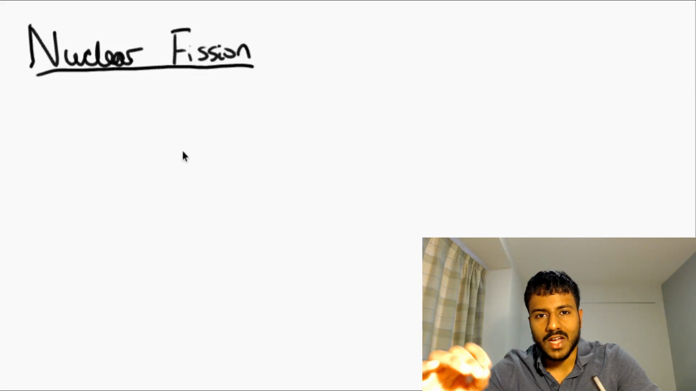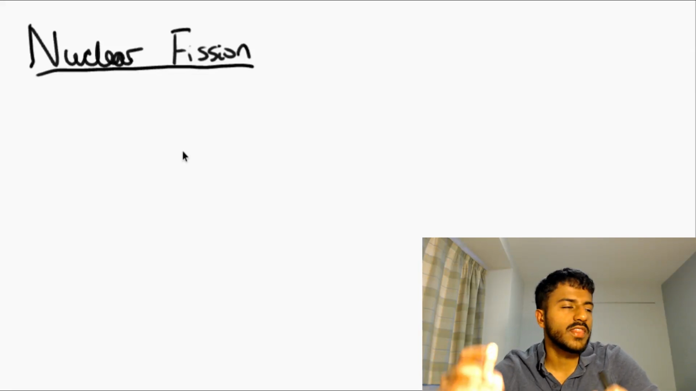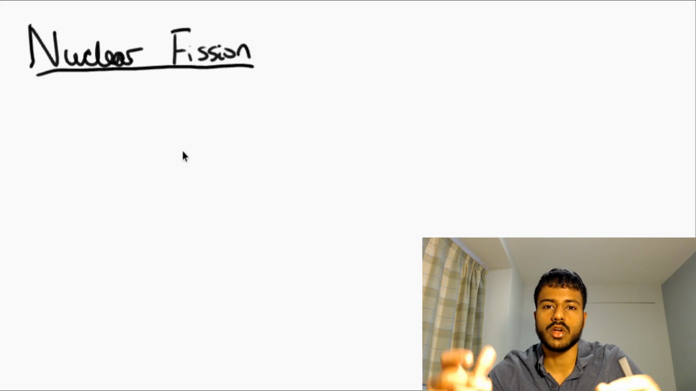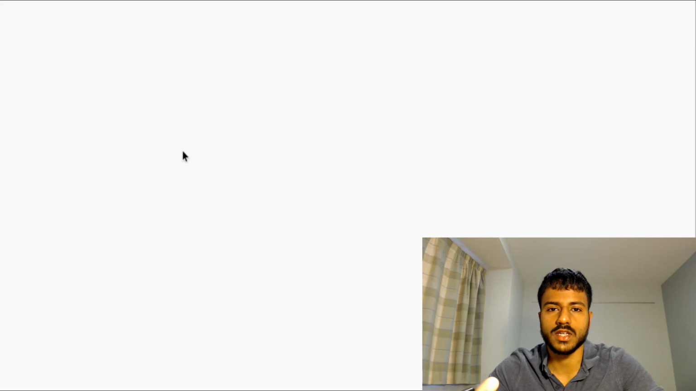So last time we looked at nuclear fusion and today we're going to be looking at fission. And this is the process that goes on in our nuclear reactors. The best place to start is probably what exactly goes on in our nuclear reactor. So let's look at that process.